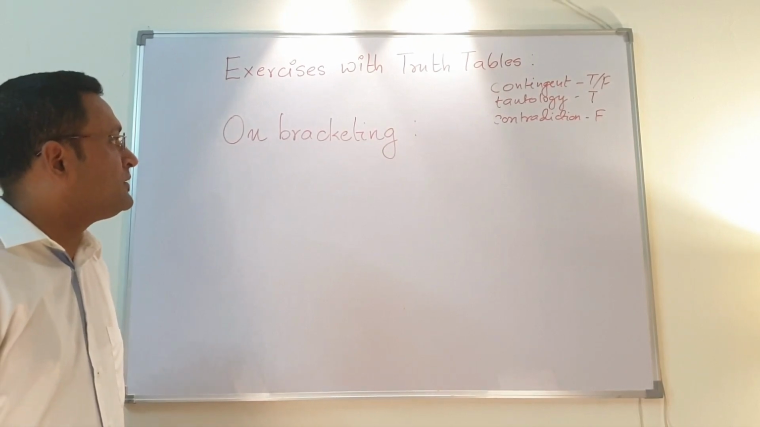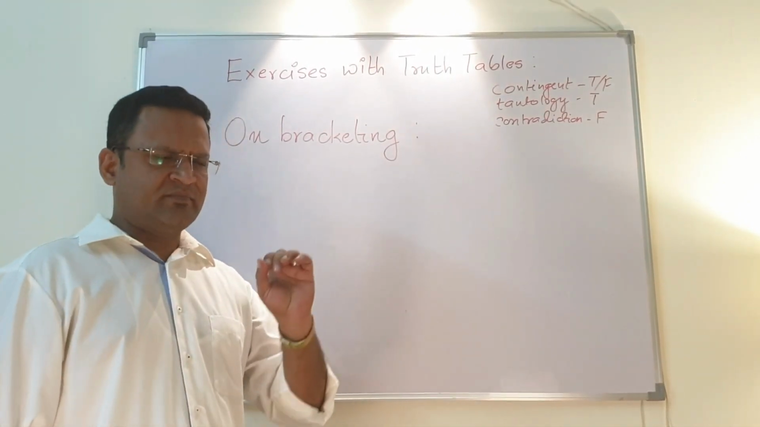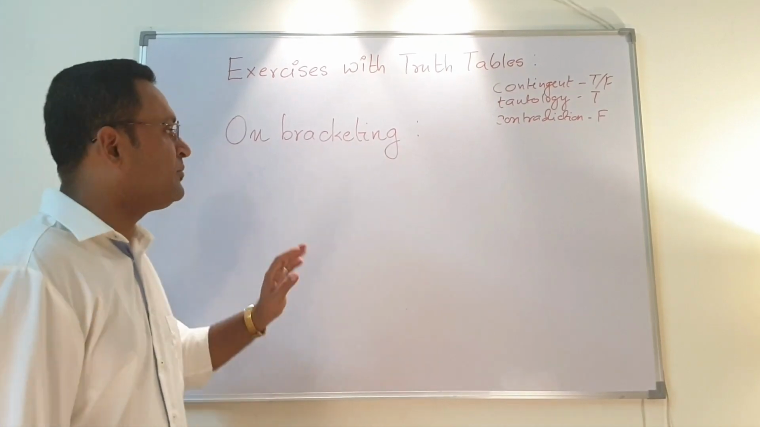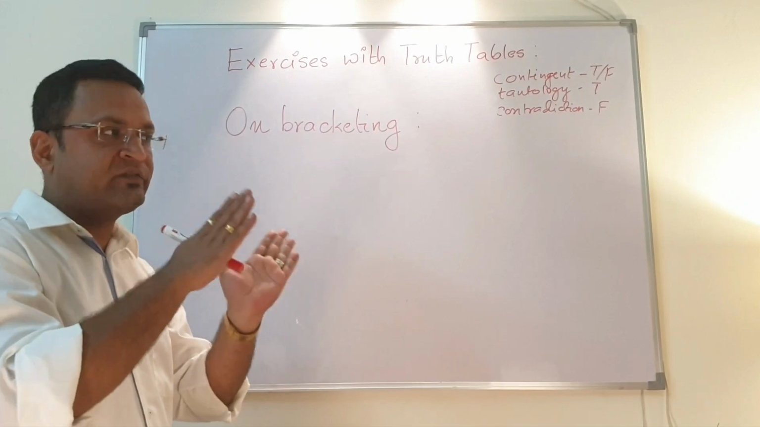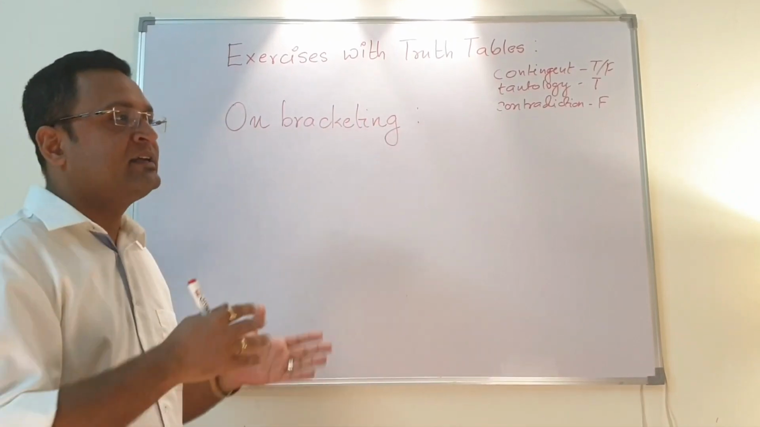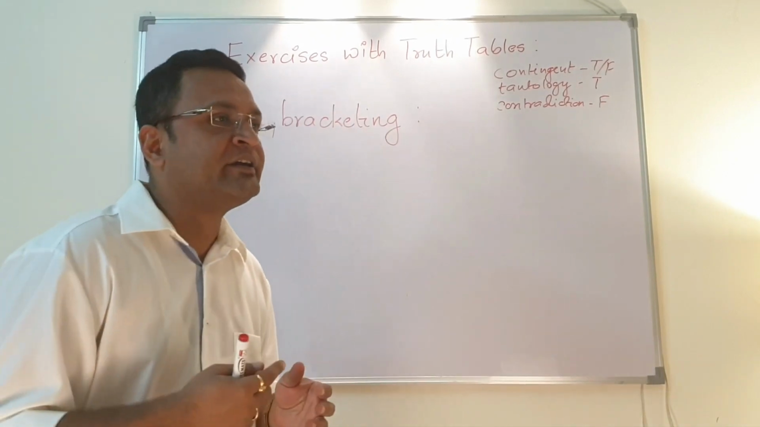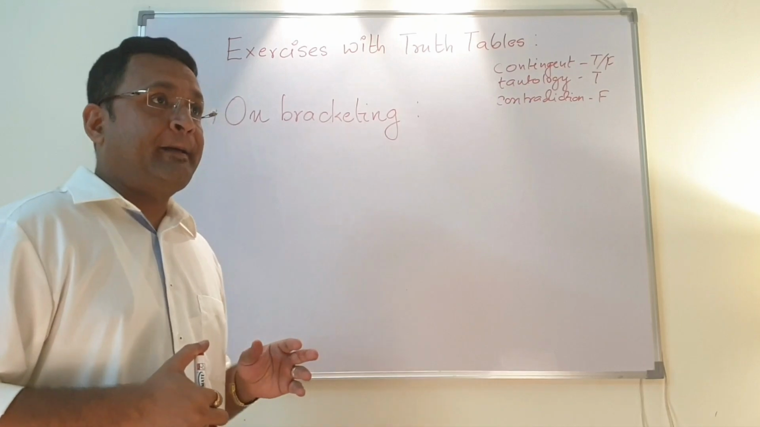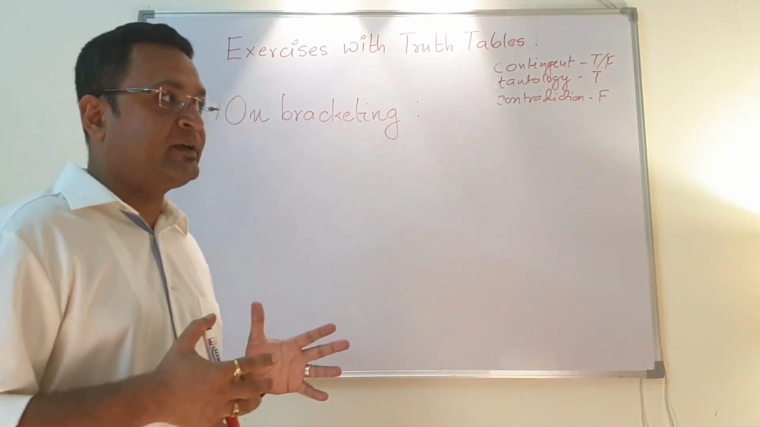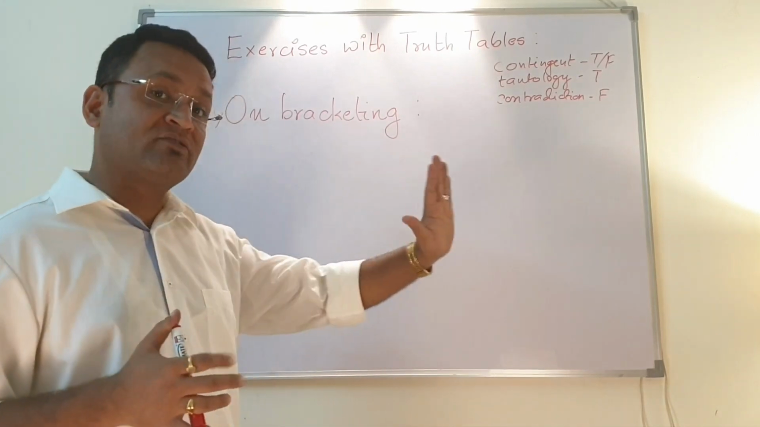Okay, this is the last part of today's lecture. We have a very small thing to discuss right now, because in the last example we saw that once we change the position of brackets, the truth value of the proposition or statement we are determining changes. So similarly, sometimes you need to be very clear about the place of brackets.